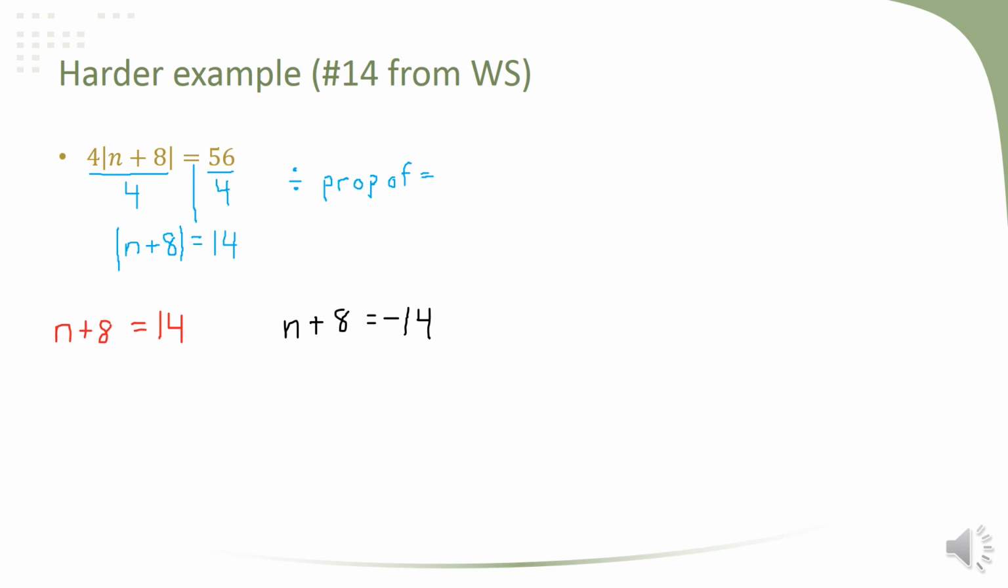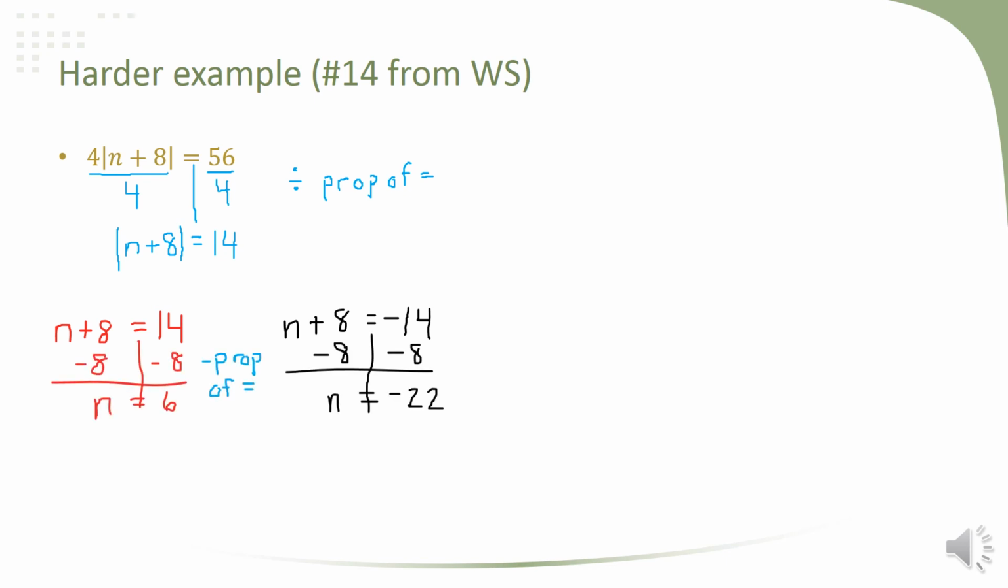From here, it's simply using the subtraction property of equality in both equations to subtract 8 from both sides to get your two answers. On the left, I subtract 8 from both sides to get n equal to 6. On the right, I subtract 8 from both sides to get n equal to negative 22. Again, I should end up with two answers for this equation.